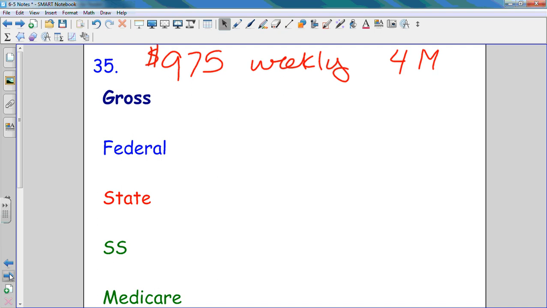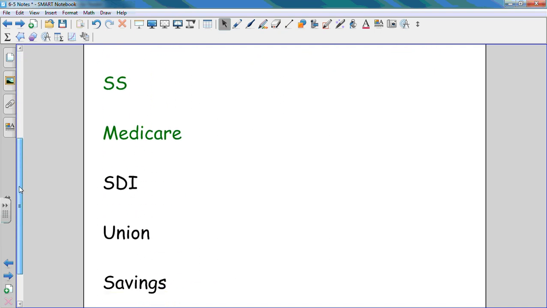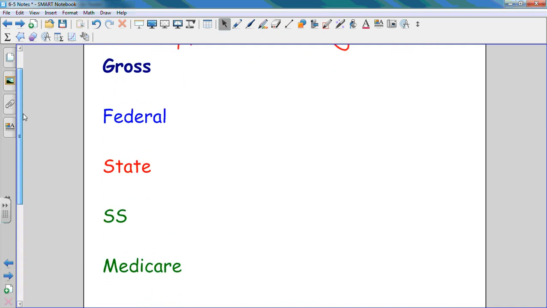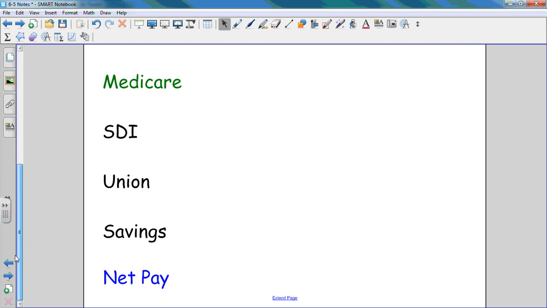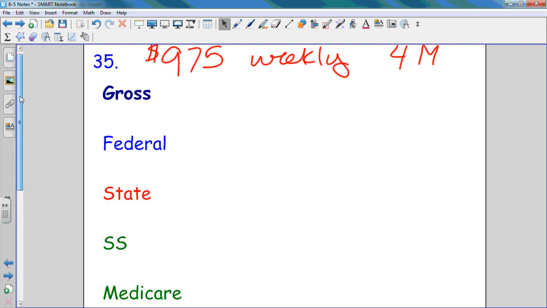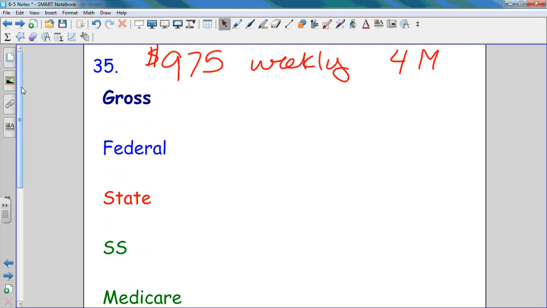Homework's right there. I always list over on the side everything that's coming out while I'm reading the problem. I start with my gross, I list everything that's coming out, and then I put net at the bottom. That's how I know that I have all my deductions accounted for. So while I'm reading the problem, I write them down. So let's read problem number 35.